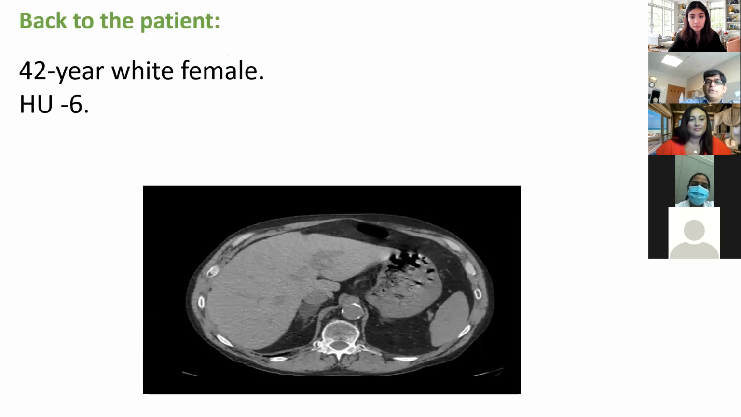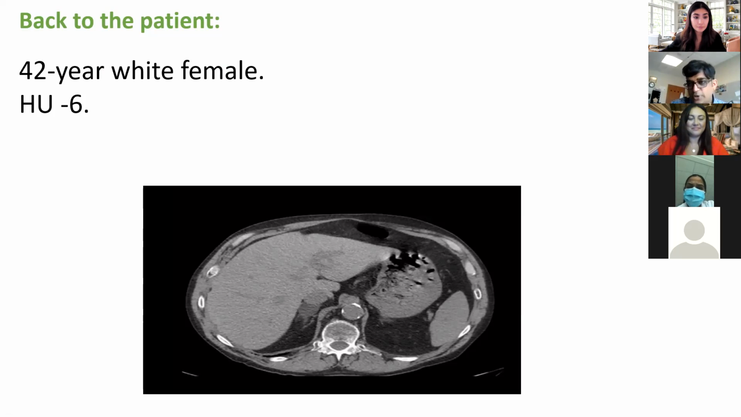So back to our patient that we had discussed initially. Again, she was 42, went in with some urinary symptoms. A CT scan was done to locate the IUD. Her Hounsfield units were -6. So that means her mass is full of fat. So at this time, we don't need to repeat a CT scan with contrast. We have enough information that this mass is benign.